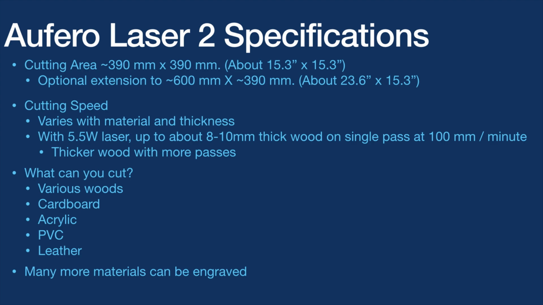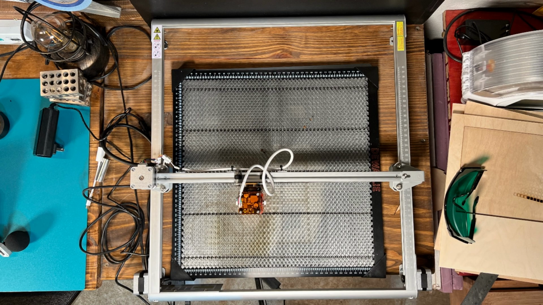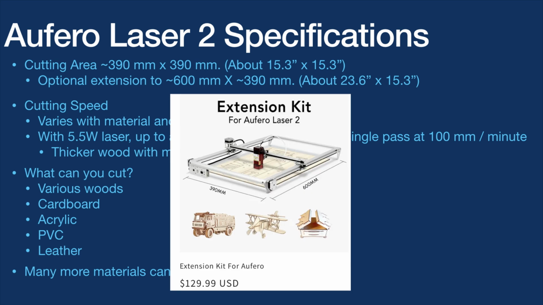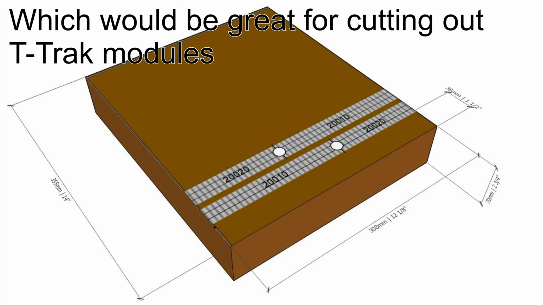Looking at the specifications for the laser cutter, the cutting area is 390 by 390 millimeters, or about 15.3 by 15.3 inches. But they do offer an optional extension kit that allows you to cut a 600 by 390 millimeter area, or about 2 feet by 15 inches. So you can cut some pretty large material if you do buy that extension kit.